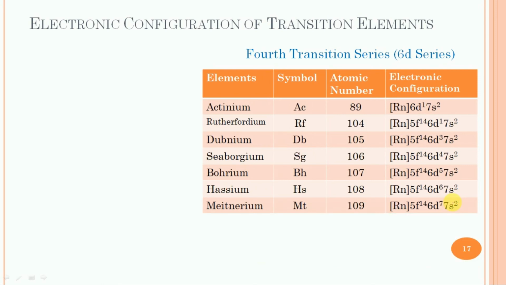And the fourth transition series, which is incomplete, involves the filling of 6d orbitals from actinium, and it goes up to meitnerium with filling of 6d7 electrons.